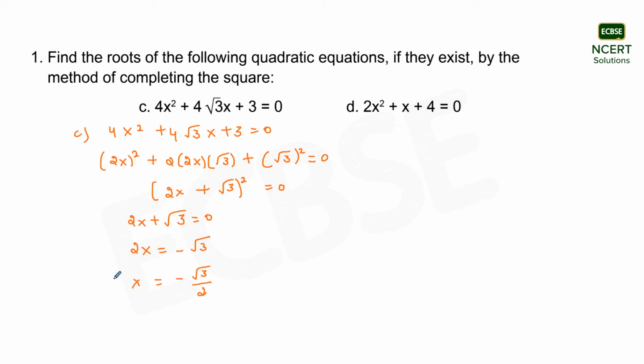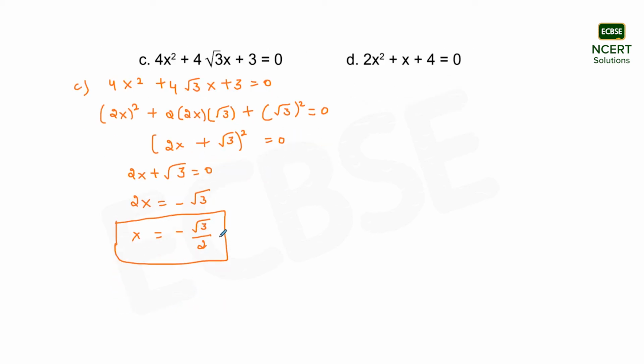But as we know, the quadratic equation has two roots, then what will be the value of the other root? The next root will also be minus root 3 by 2. Means whenever such a condition occurs, when the variable x acquires only one value, then that root, or we can say that value, is said to be a double root.